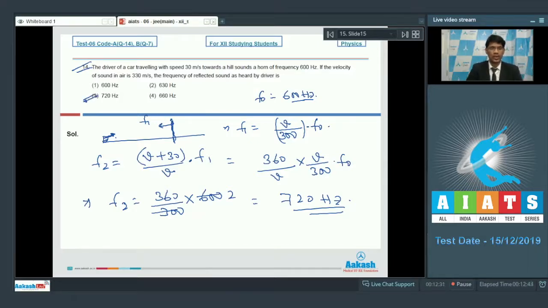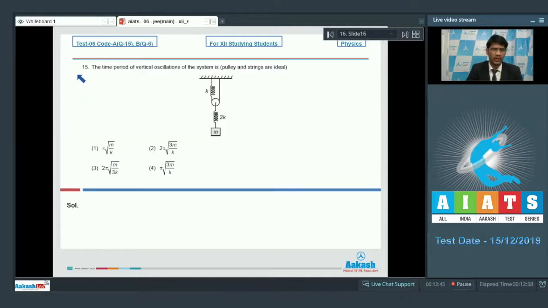So now let's proceed to question number 15. In question number 15, the time period of vertical oscillations of the system is, with the pulley and the strings ideal. Well, let's elaborate it a bit. Let this be the one spring here, and it is attached with the string this way, and this one being the other one, and this is mass m.